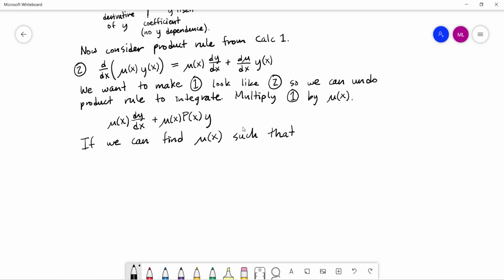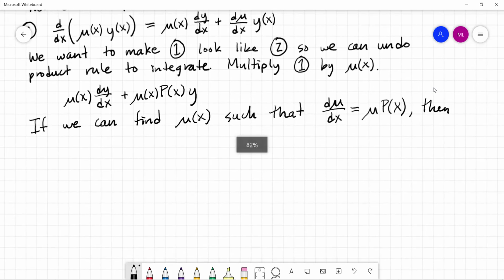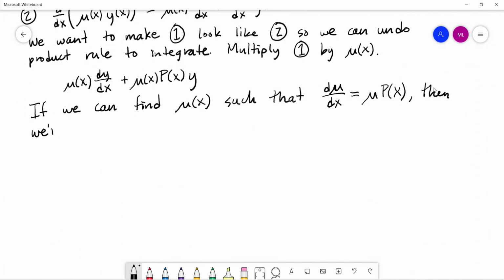such that our coefficient here of the y term matches the coefficient here of the y term, then we're set. So that such that d mu dx, the coefficient of this term, matches this term. It's equal to mu times p of x. If we can find a mu that satisfies this, so that this coefficient matches this coefficient, which is exactly what I'm stating right here, then we're set.